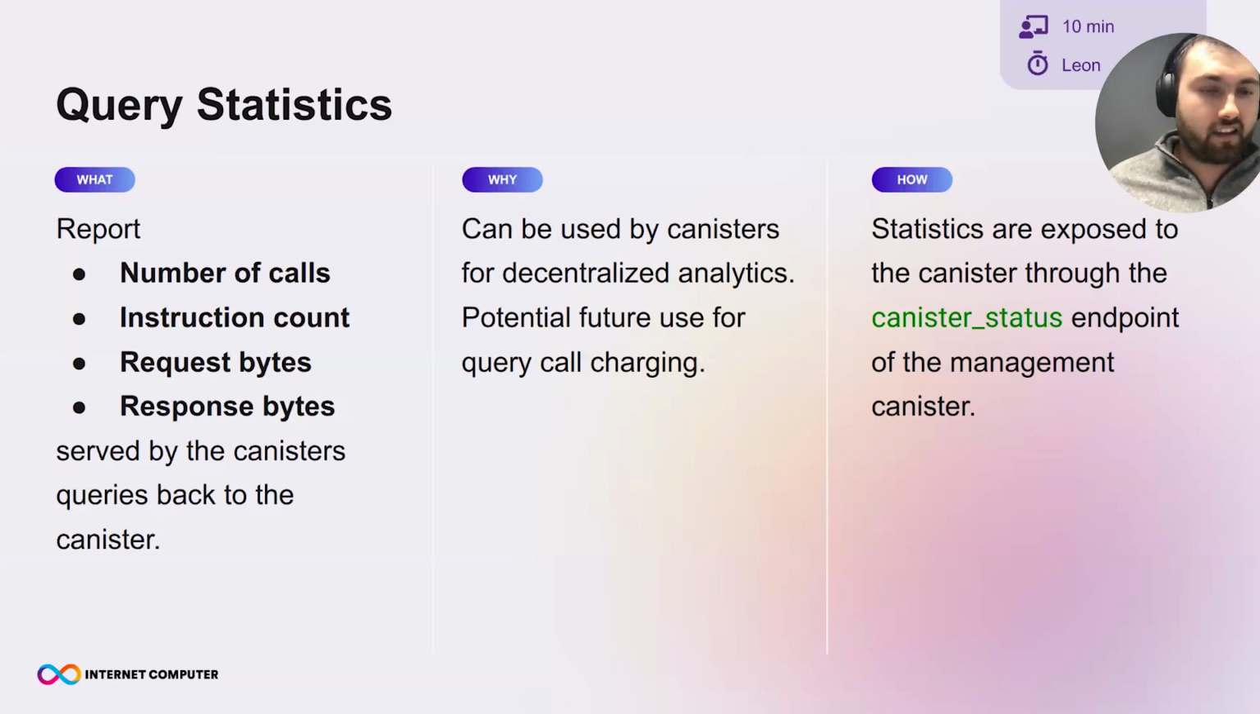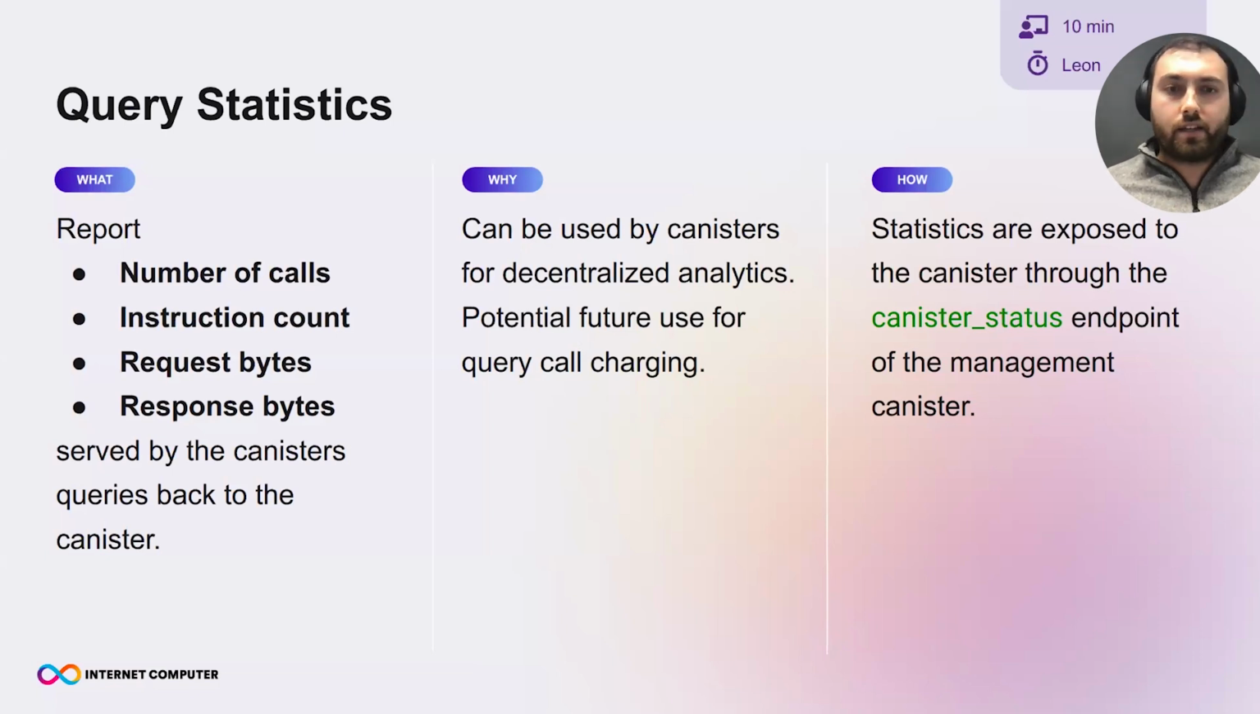Yeah. Hi, I'm Leon from the Consensus team, and I will be presenting a new feature that has been in the works called Query Statistics. So what is Query Statistics? It's a new feature that allows canisters to get insight into what's happening on the query calls that it serves. In particular, it records the number of calls, instructions to serve these calls, as well as request and response bytes served by the canister's query calls back to the canister.